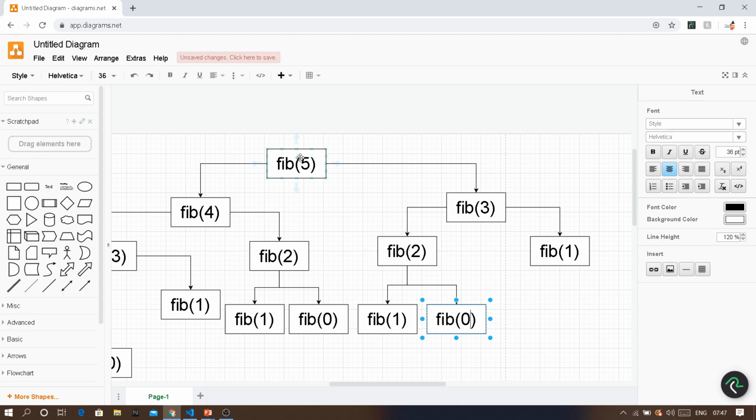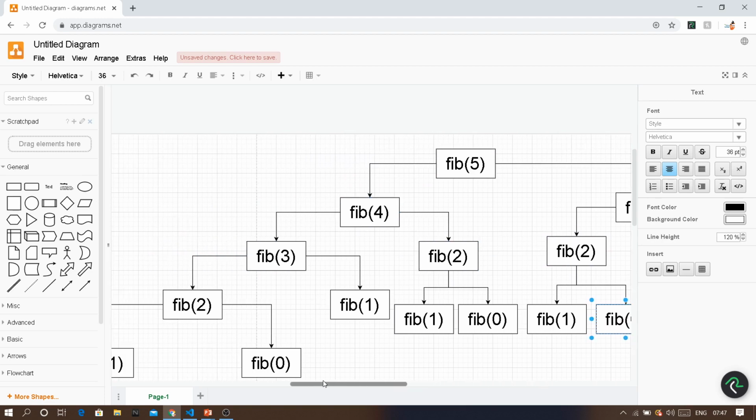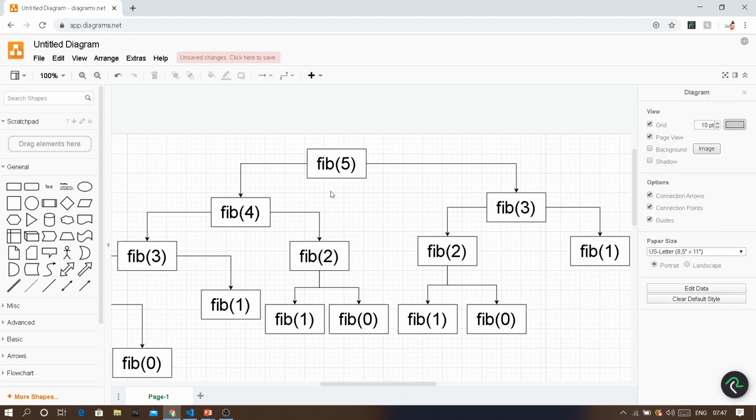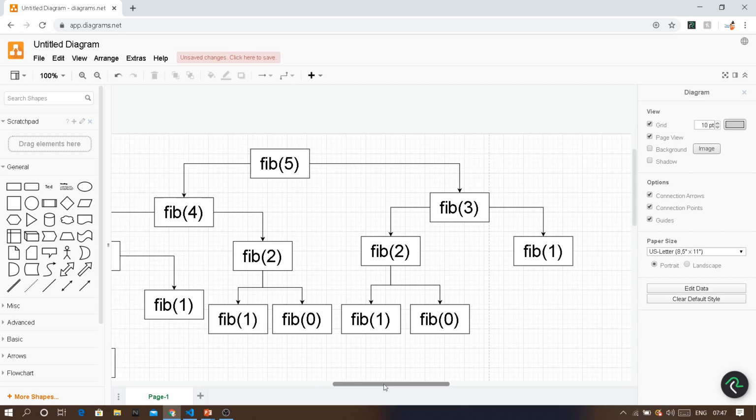So Fibonacci of 5 is initially expanded to Fibonacci of 4 and Fibonacci of 3. Fibonacci of 4 is expanded to Fibonacci of 3 and Fibonacci of 2. Fibonacci of 3 is expanded to Fibonacci of 2 and Fibonacci of 1. And Fibonacci of 2 is expanded to Fibonacci of 1 and Fibonacci of 0. This keeps on going for all the branches until you reach either Fibonacci of 0 or Fibonacci of 1. Now we are going to solve it.